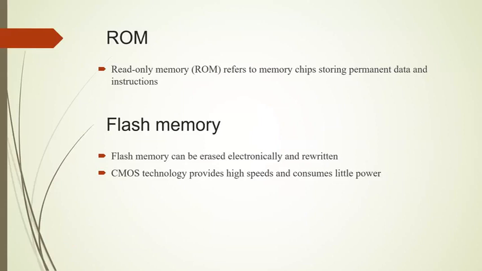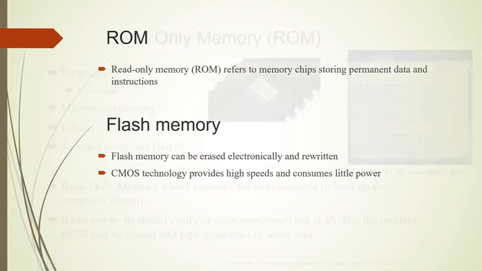So then we will move to read-only memory. ROM refers to a memory chip storing permanent data and instructions. Example, the flash memory. Flash memory can be erased electronically and rewritten. CMOS technology provides high speed and consumes little power. I think the flash drive, you know, is also CMOS, some kind of flash drive. That means it comes under ROM, but they are using a different technique.